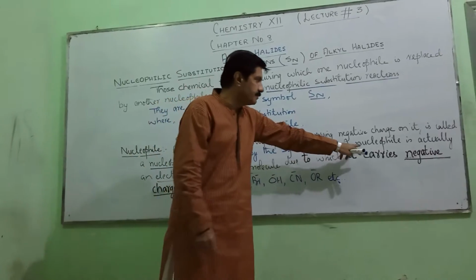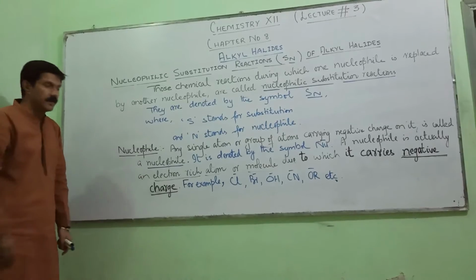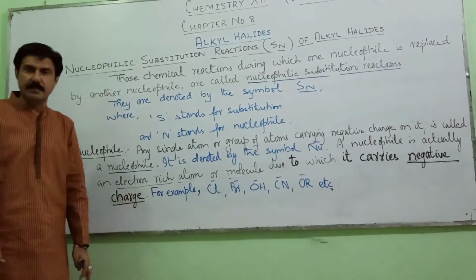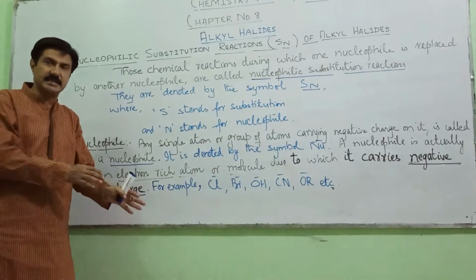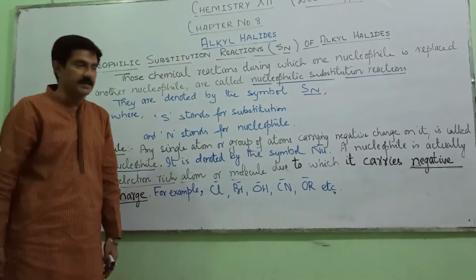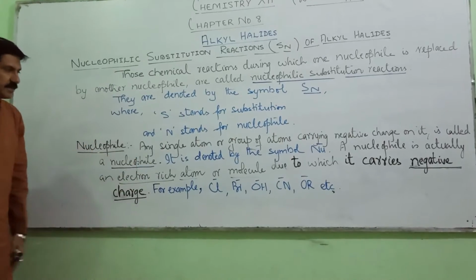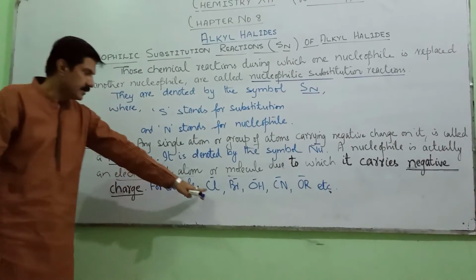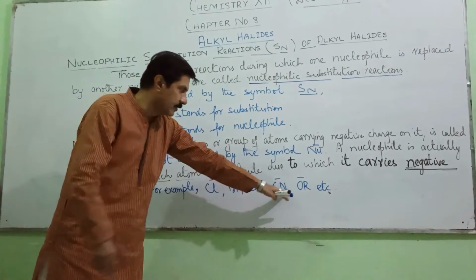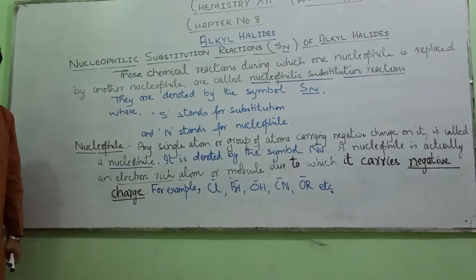My dear students, you must be knowing that a nucleophile is actually an electron rich atom or a molecule, meaning an atom or a molecule having an excessive number of electrons on it is called a nucleophile, and due to the excess of electrons it carries a negative charge on it. A few examples of nucleophiles I shall give you here are Cl negative ion, Br negative ion, OH negative ion, CN negative cyanide ion, alkoxy ions. So they are the effective nucleophiles.